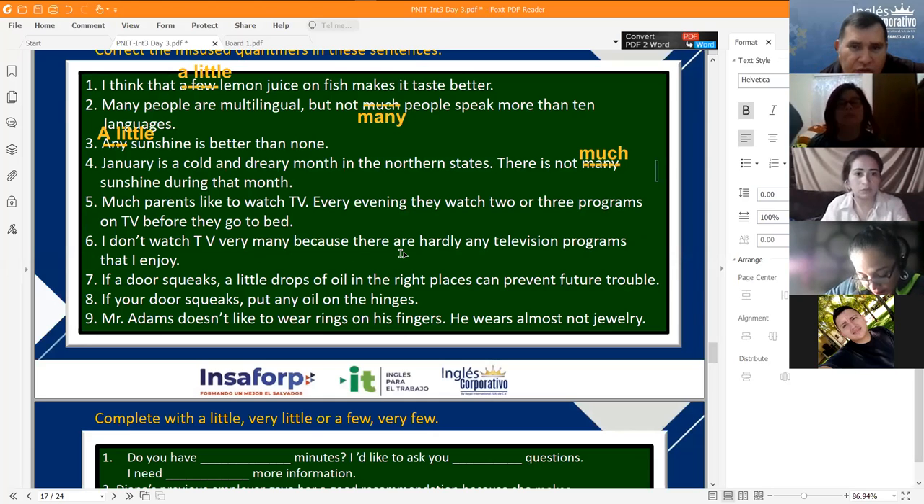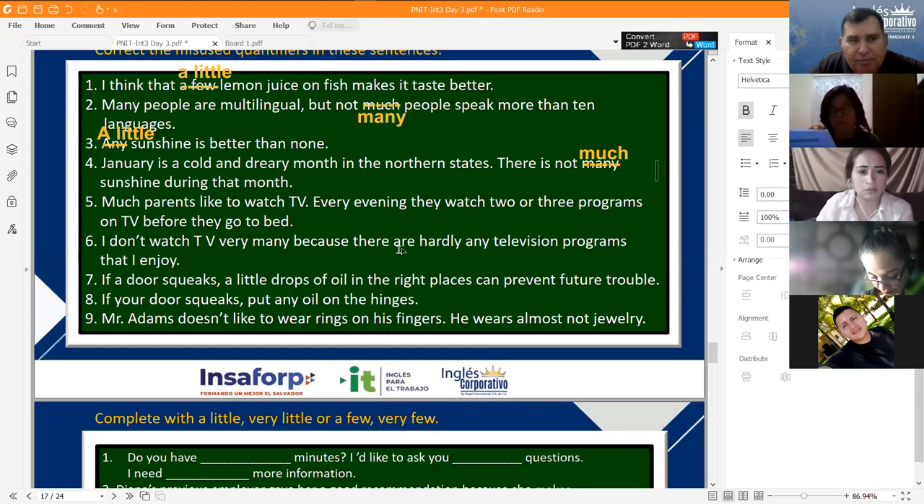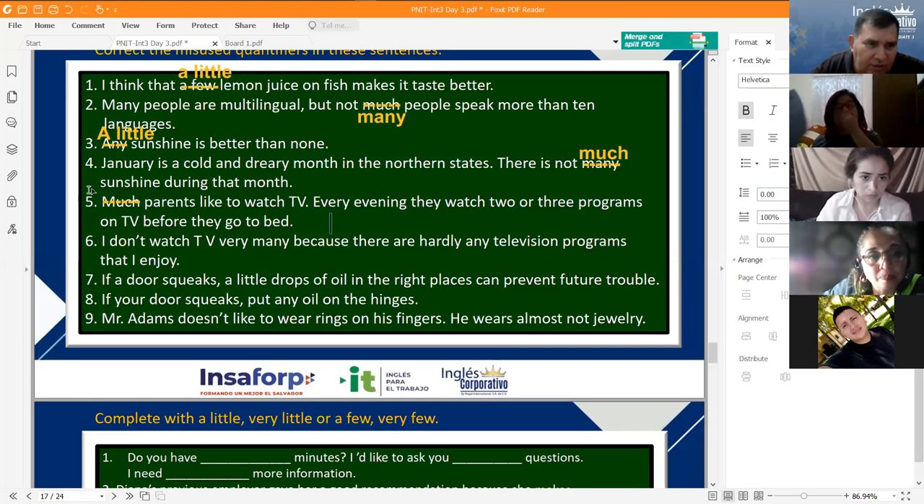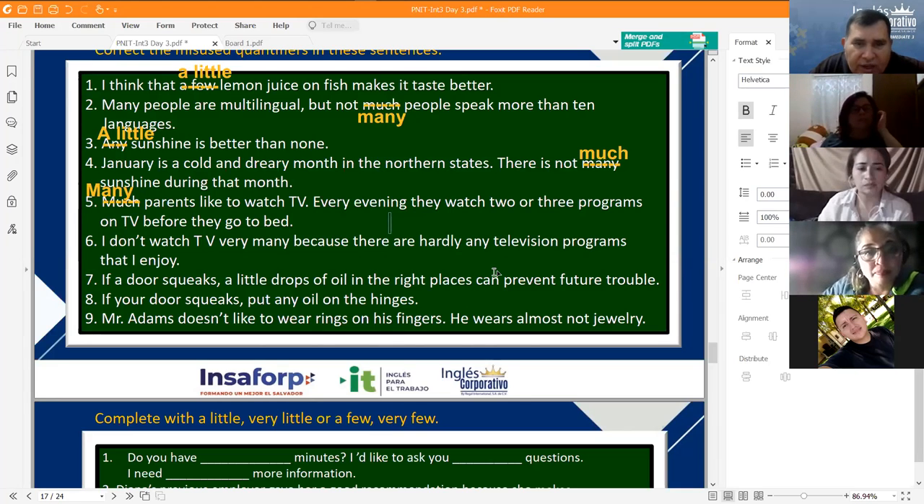Every evening they watch two or three programs on TV before they go to bed. What do we say? A lot of parents, right? Or many parents. Let's be lazy and put the easier one, many. Many parents, okay. I don't watch TV very many because there are hardly any television programs that I enjoy.